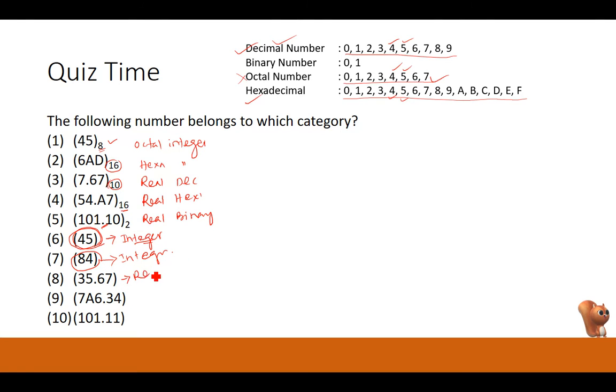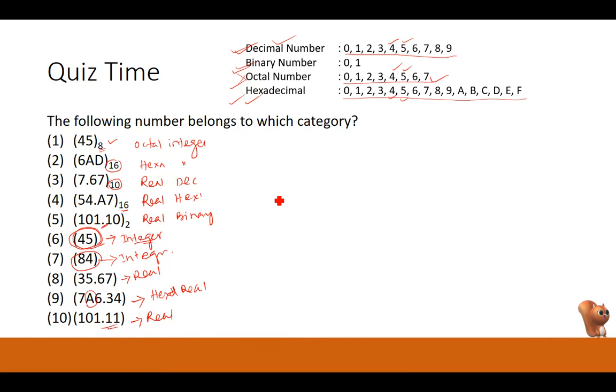Similarly, this is a real number, but we cannot identify the base. But in this case, A is there, so it is a hexadecimal real number. And this also cannot be identified, because with 101 we cannot directly say that this is a binary number, as 101 and 10 are also present in decimal, binary, octal and hexadecimal. So this is a real number, but we cannot identify its base.